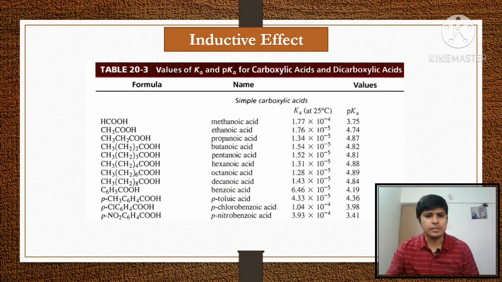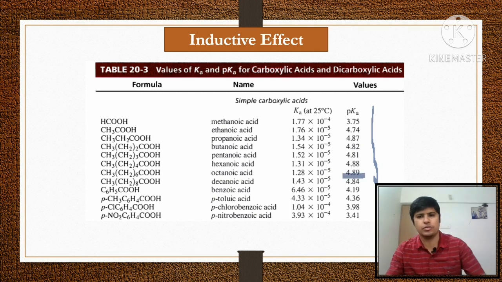See here, this is the inductive effect. These are the values of pK of various carboxylic acids, such as methanoic acid and ethanoic acid. If we see the pK values of these carboxylic acids, they increase up to this level, 4.89, up to this point.